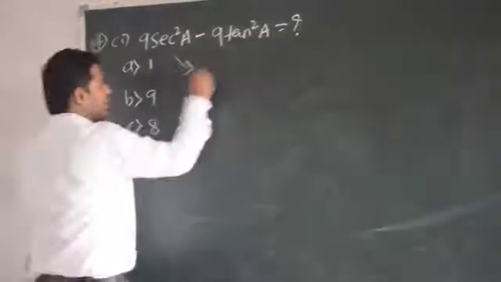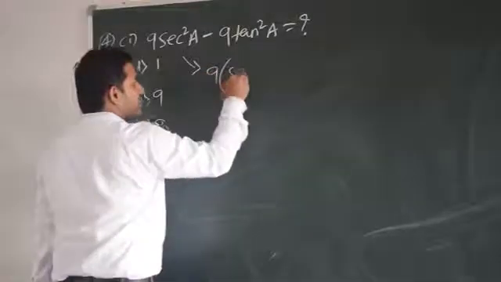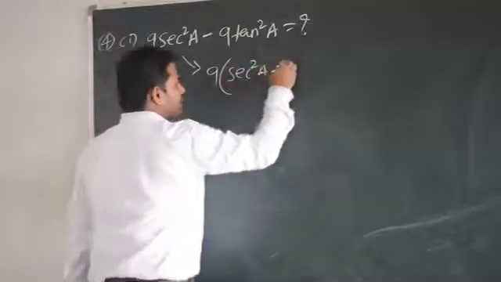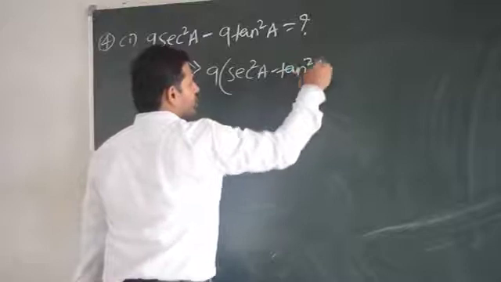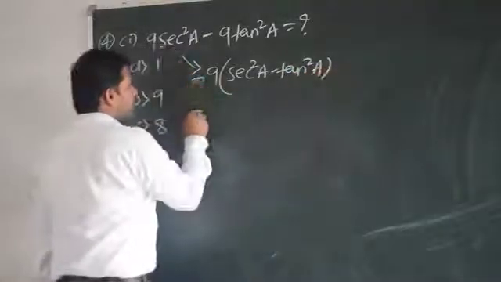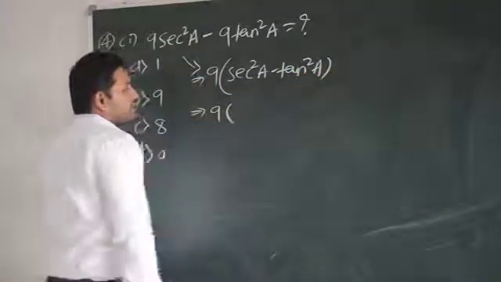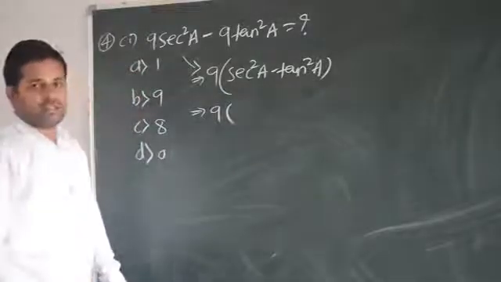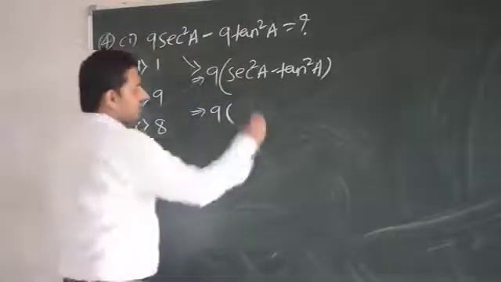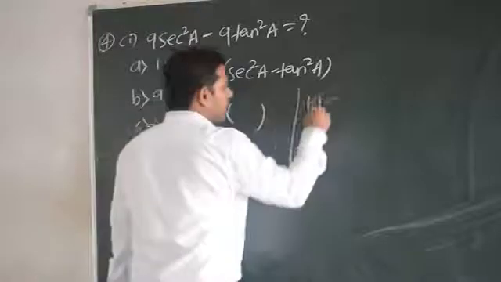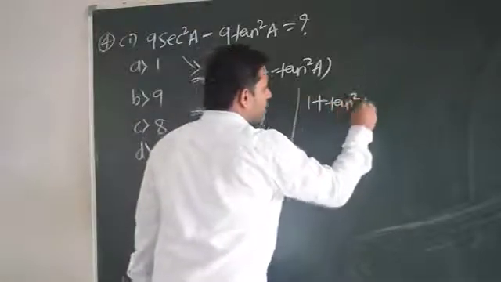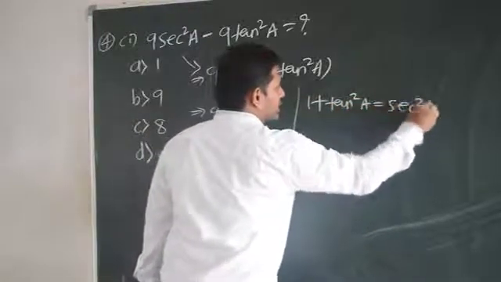From this, can I take 9 common? Of course. So 9 bracket secant square A minus tan square A. Okay, fine. Now I get this important hint here. Secant A and tan A, they are related, no, secant square and tan square A. How they are related? Let me solve it. 1 plus tan square A is equal to secant square A. They are related with each other.